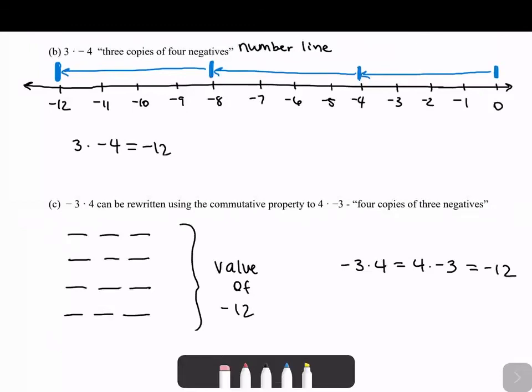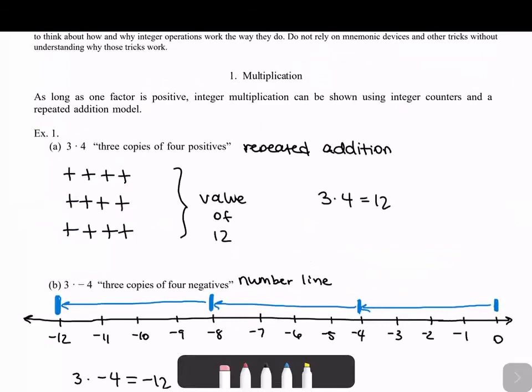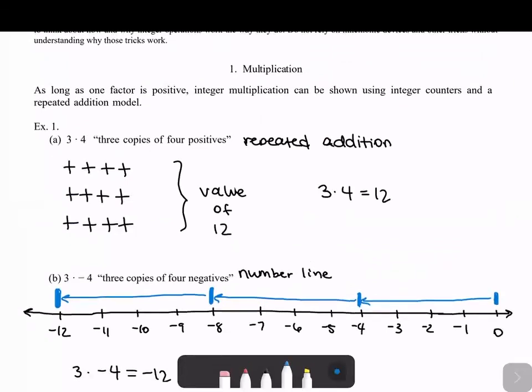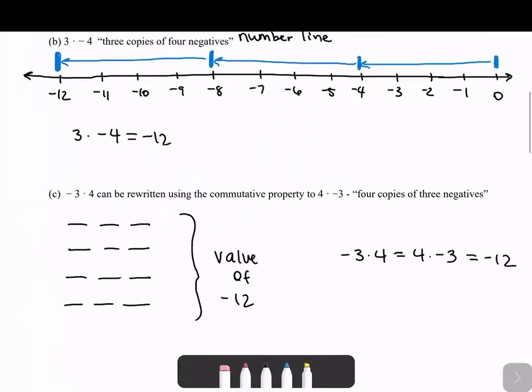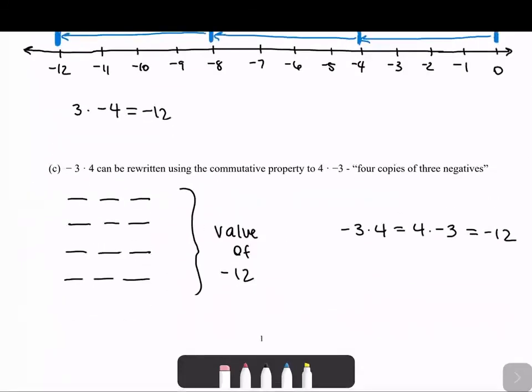All of these things still work in the case where one of the factors is positive. One thing all of these had in common was that one factor was positive. We can still think about these operations in the same way that we did before, just instead of combining copies of positive numbers, we're combining copies of negative numbers. That all works the same way if we go the opposite direction on a number line or just use a negative sign in our sign model. In the next video, we'll start talking about how we can do modeling whenever both of our factors are negative.